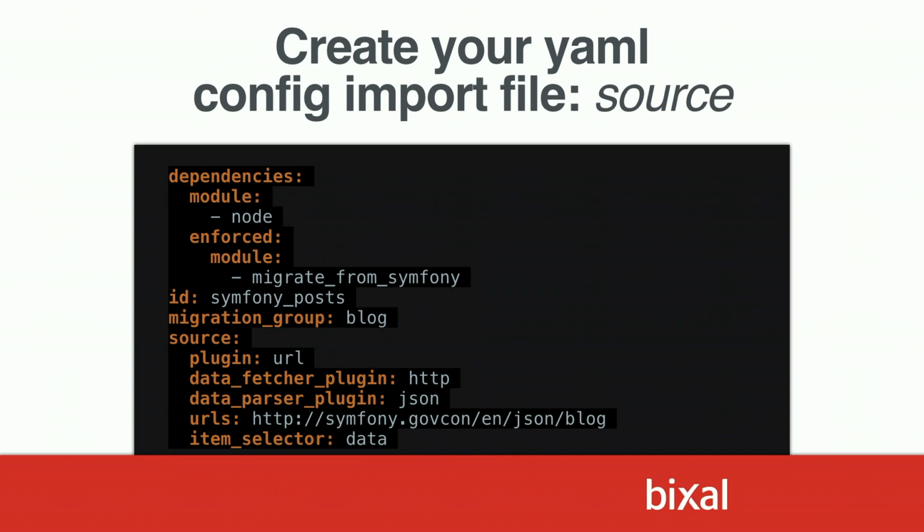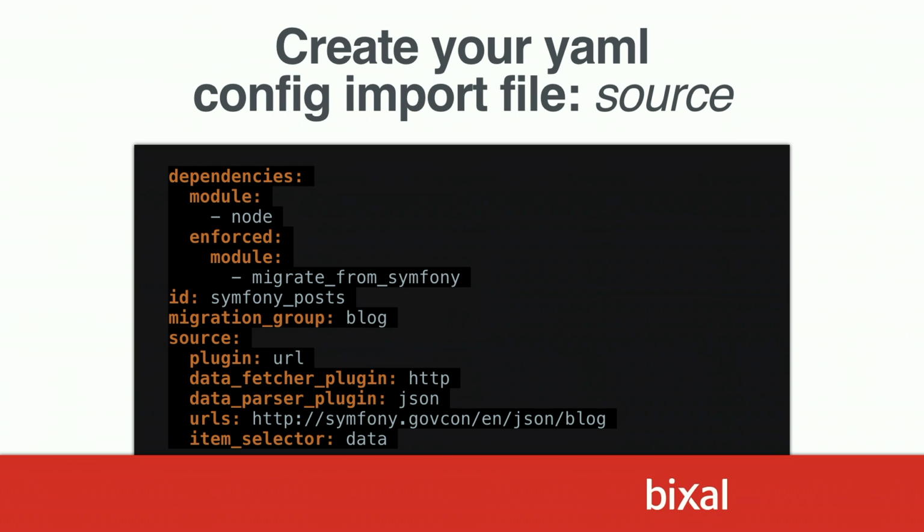So this is the start of our YAML file, the first part of the file. If you see, there is a key called ID, that is the ID of our migration. Everything else is our source. For this example, my source is going to be a URL. I'm using a plugin called URL that comes with Migrate Plus. The fetcher and the parser is HTTP JSON. And the URL that I'm going to be using is this one, the URL of the application that you just saw.